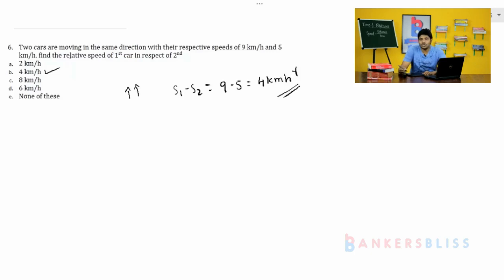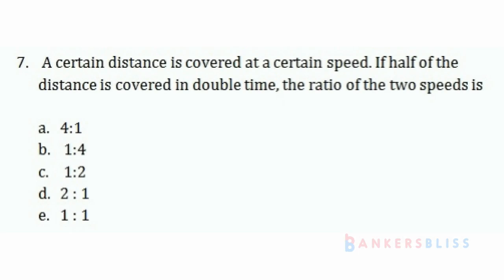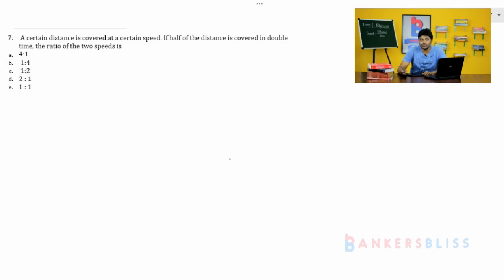Okay, let's move on to the next problem. Problem number 7. A certain distance is covered at a certain speed. If half of the distance is covered in double time, find the ratio of the two speeds. See here, you have to calculate the ratio of two speeds.